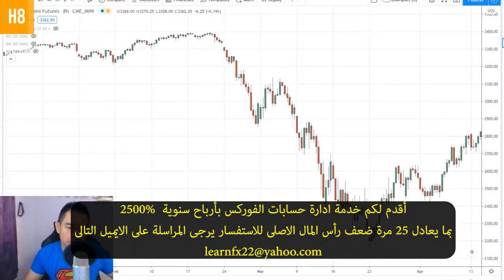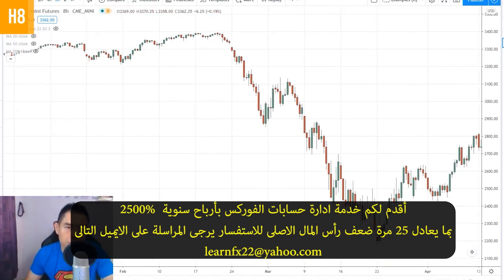So they're kind of like on equal footing. Okay, and finally, the last thing we are looking for is a break of structure. Since this is a downtrend, a break of structure would have to result in a higher high and higher low. When the price comes up here, we have a higher high and higher low.